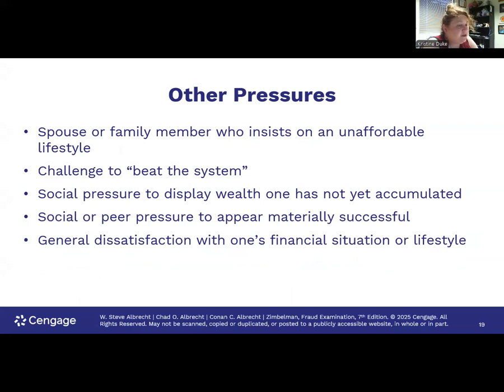Other pressures: a spouse or family member who insists on an unaffordable lifestyle, a challenge to beat the system. Okay, again, you're sociopaths. Social pressure to display wealth, or to look like you're materially successful. General dissatisfaction with one's financial situation or lifestyle.